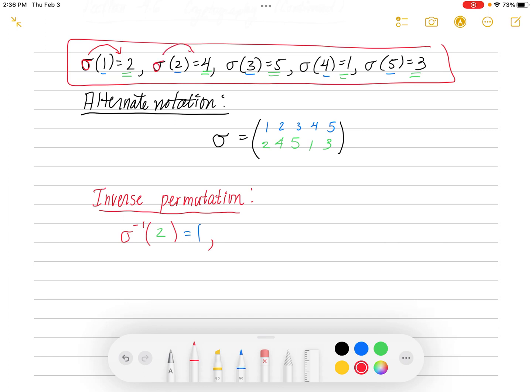And then we'll do this for the next one. Sigma, pull it to the right-hand side there. We're going to get sigma inverse of 4. So the output was 4, now the input's 4. That's going to be equal to 2. Now the third one, we're going to pull the sigma to the right-hand side. We're going to have sigma inverse of 5 equals 3. The fourth one, we're going to pull the sigma to the right-hand side. We're going to get sigma inverse of 1 equals 4. And for the last one, we're going to take the sigma, pull it to the right side. We're going to get sigma inverse of 3 equals 5.